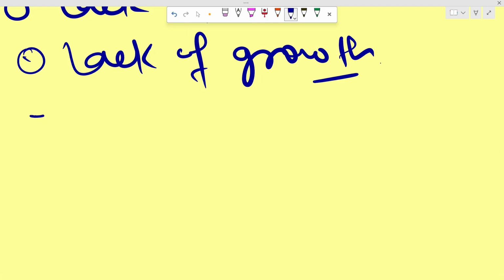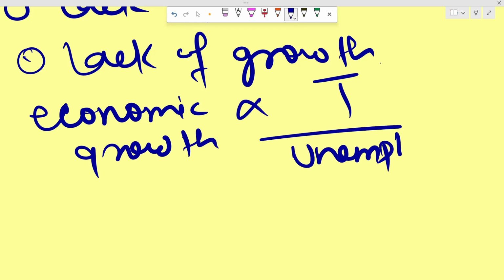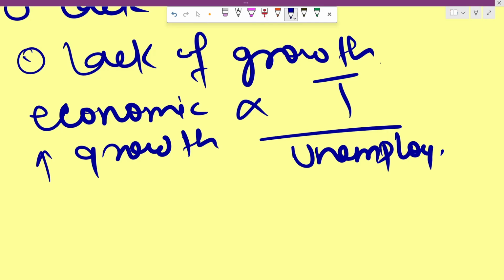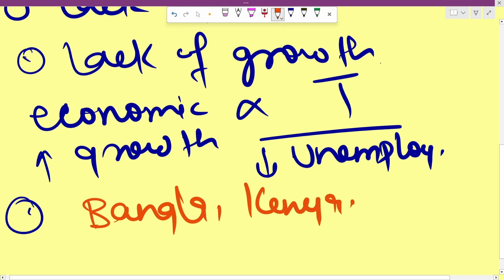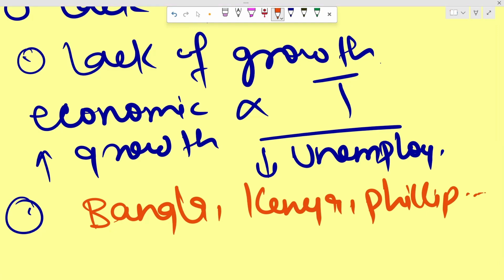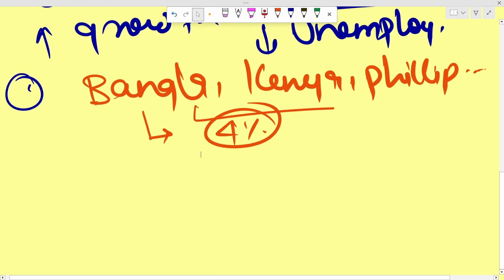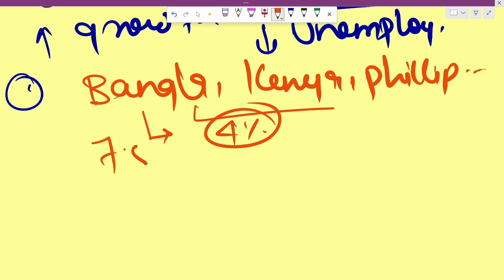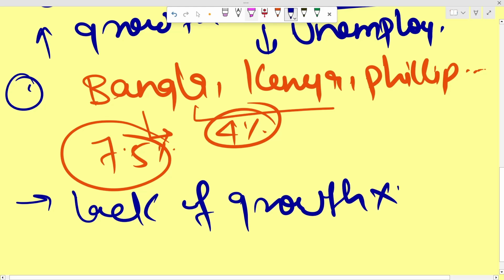So let's look at our first argument, which is lack of growth. Economic growth is inversely proportional to unemployment. It means if the economic growth of a country rises, unemployment is going to fall. Being a developing country, if we compare India's economy with other developing nations such as Bangladesh, Kenya, Philippines and so on, their average economic growth stood at somewhere around 4%, whereas India's average economic growth in the last 5 years, especially post 1990s, has been around 3 percentage points greater than that of other emerging market economies, which is 7.5%. So lack of growth is not a suitable argument to explain unemployment in India.